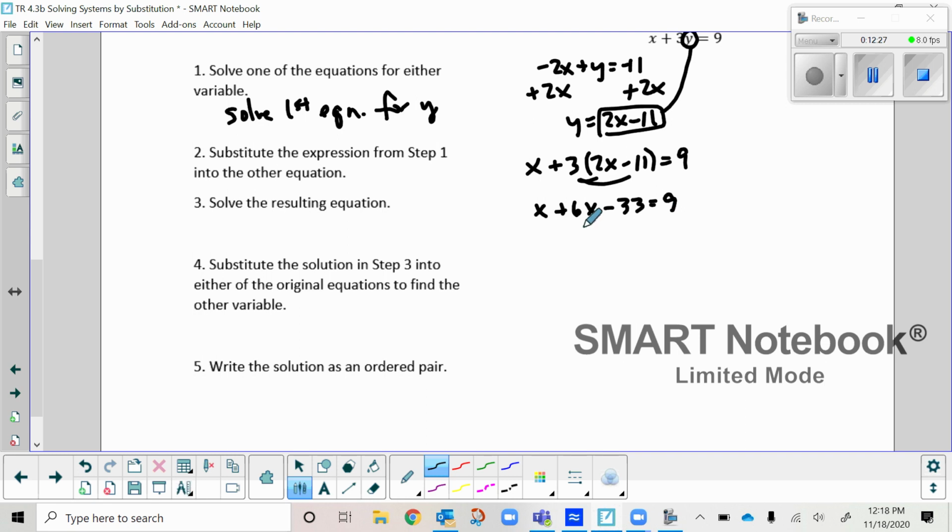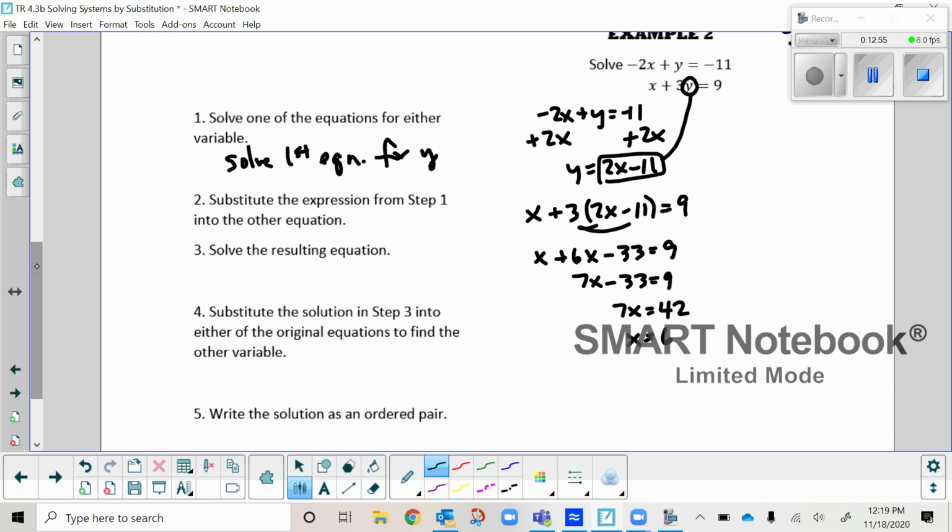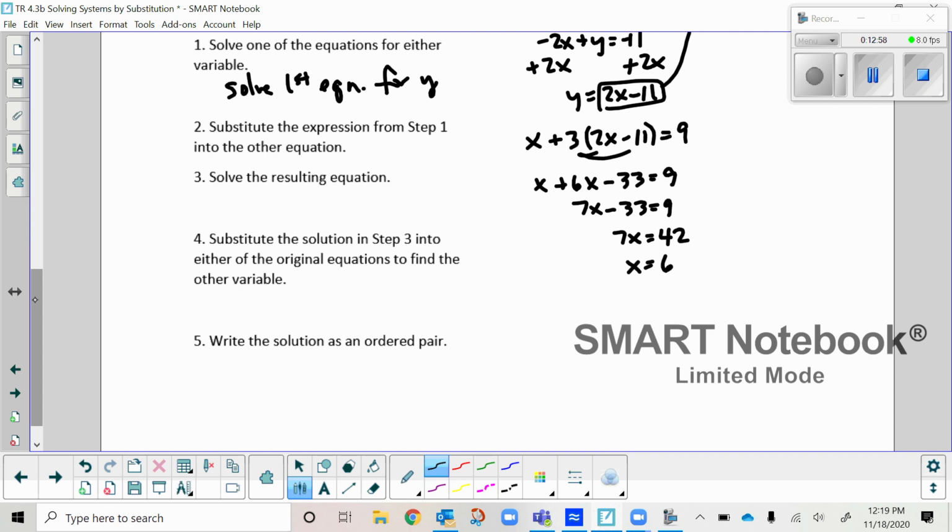Combining the x's on the left gives me 7x minus 33 equals 9. Then you add 33 to both sides, 7x equals 42. And divide by, I'm sorry, divide by 7 gives you x equals 6. And because the answer needs an x and a y, I can't stop right here. I take x equals 6 and plug it into either of the original equations. It does not matter which one you pick.